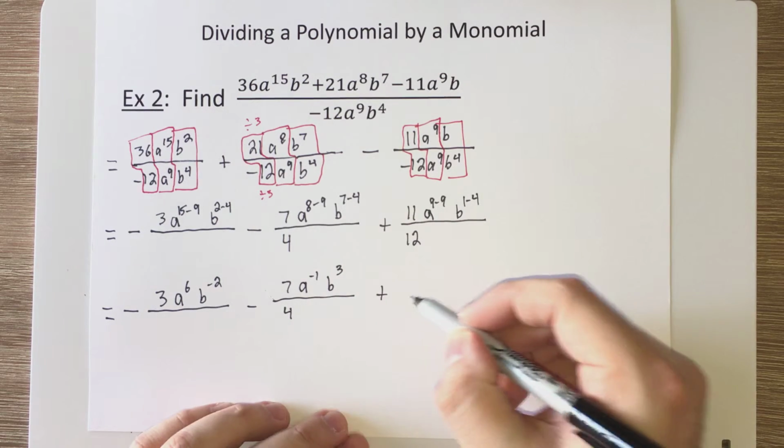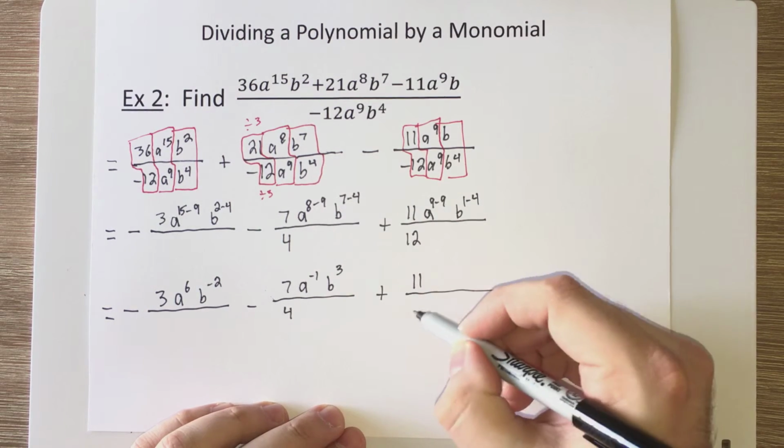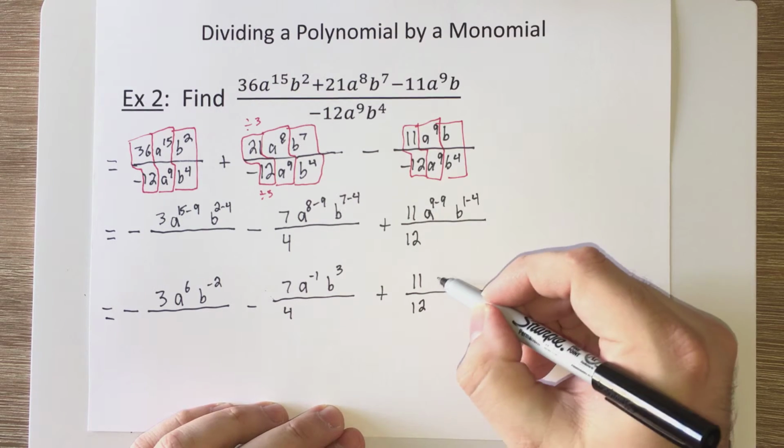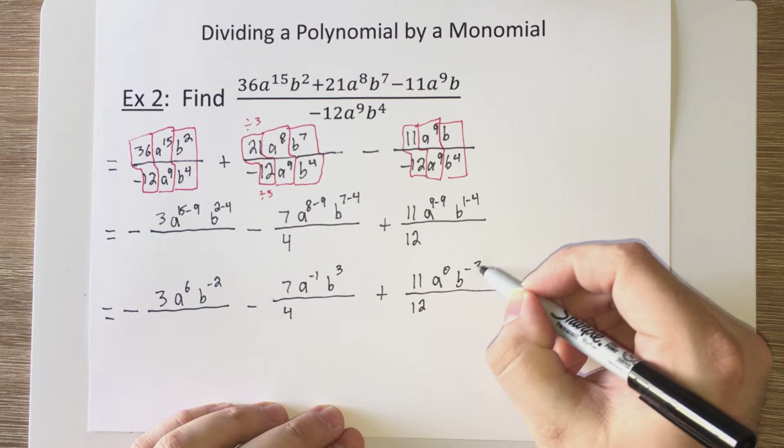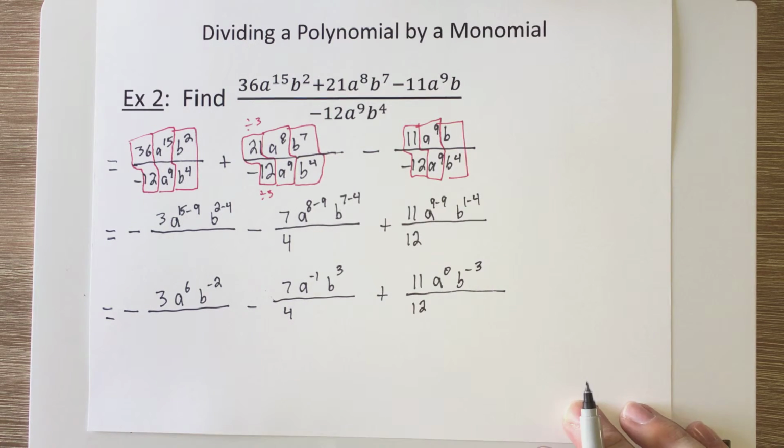Okay. And then over here, 9 minus 9 is 0, so 8 to the 0. And then 1 minus 4 is negative 3. Okay, so we get that. All right, now what's left to do?